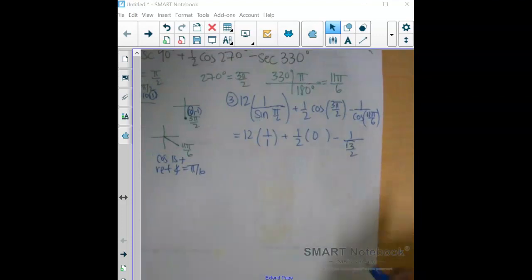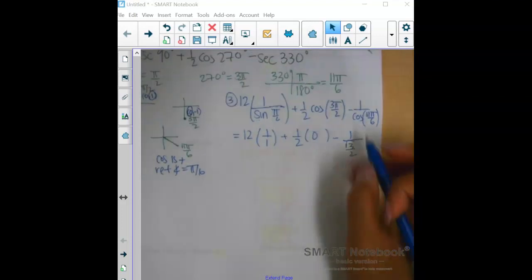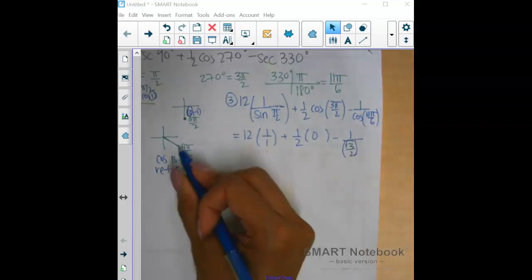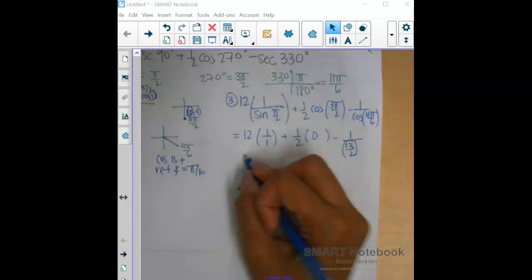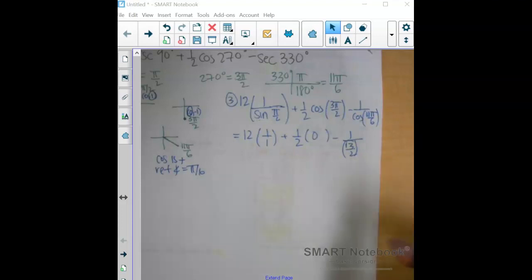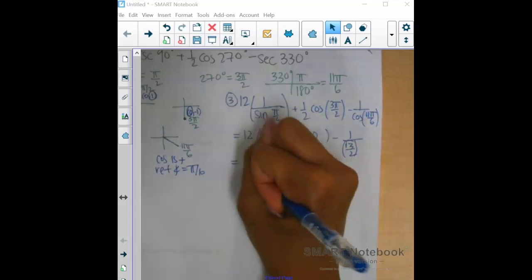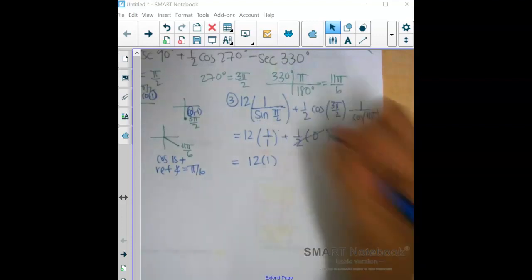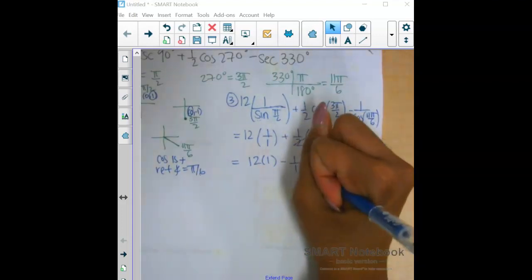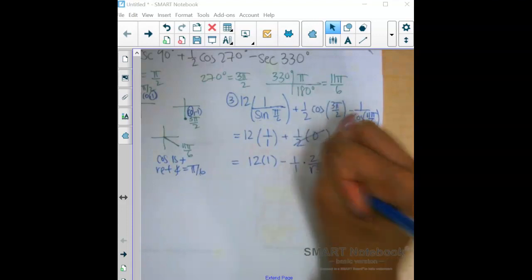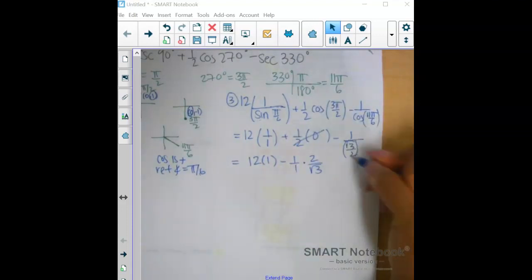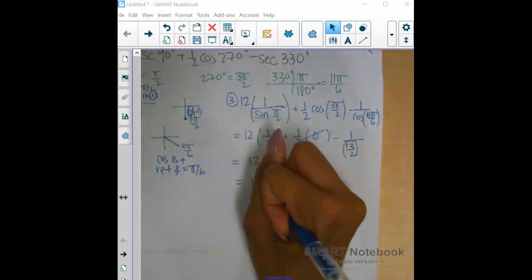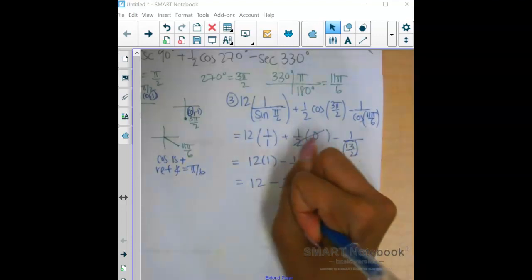The main thing that you guys will mess up on in the future is not putting your correct sign. This is a positive square root of 3 over 2 because it's in quadrant 4. This is your problem, guys. The pre-cal's done. This is just algebra 1. You should have had 12 times 1, which is just 12. 1/2 times 0 is nothing. Minus 1 over 1 times 2 over the square root of 3. This is helping me find the secant, since it's the reciprocal. So I'm going to make that 12 minus 2 over the square root of 3.